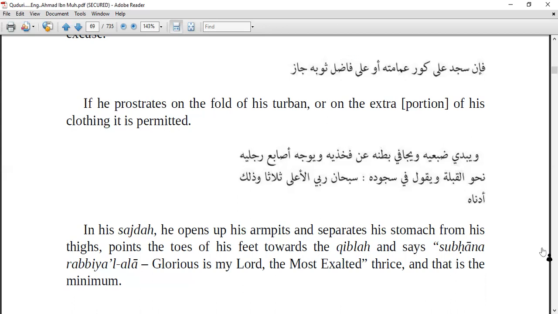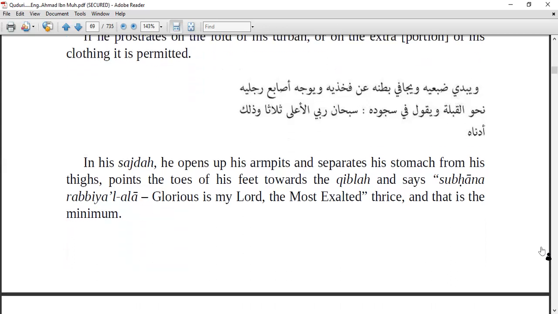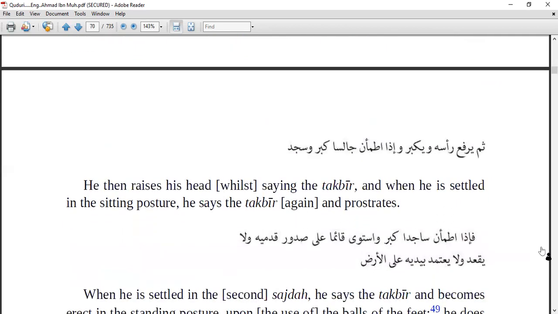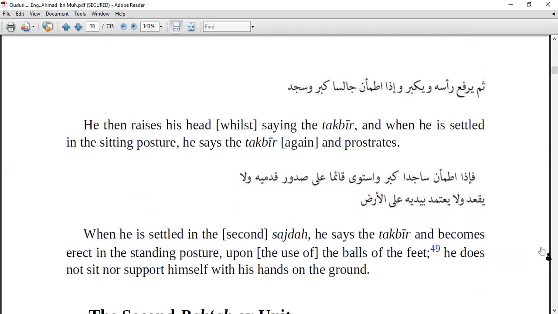And what are they going to say? 3 times the minimum, or increase it in odd numbers. Subhana Rabbil A'la. Those other adhkar and ad'iyah for the sujood, you can look them up in Hisn al-Hasin and use them in your nafil and sunnah prayers.